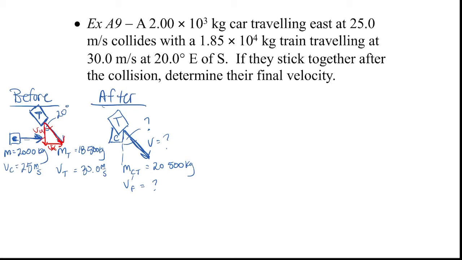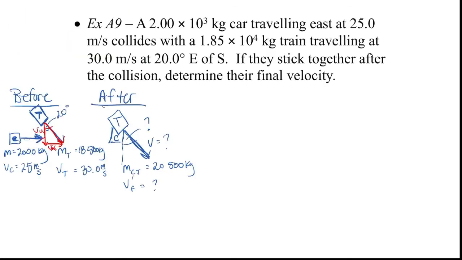Okay, so let's find the sum of our momentums beforehand and the sum of our momentums afterwards, in the X and Y directions. Let's start with the X. I'm going to define east as positive, because I think east is really the only direction we're going. The sum of momentums in the X direction before equals the sum of momentums in the X direction afterwards. So we had the momentum of the car in the X direction before, plus the momentum of the train in the X direction before, and that should equal their combined mass and velocity afterwards. Of course, that's only in the X direction. We're going to have to do both.